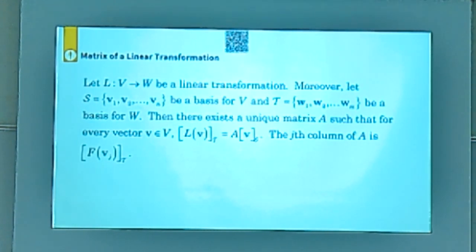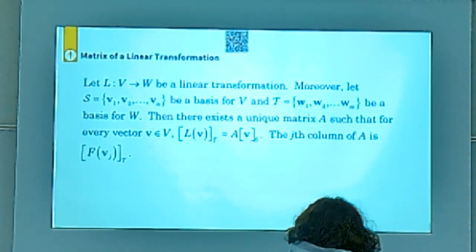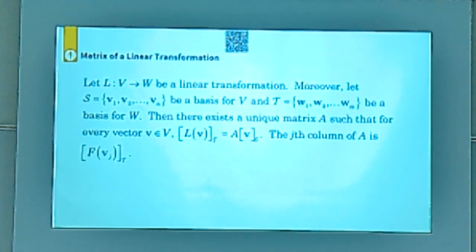So you're going to need two ordered bases, one for your domain, one for your codomain. There will exist a unique matrix A such that for every vector V, the coordinate vector of L of V with respect to T is just A times the coordinate vector of V with respect to S. The j-th column of A is, that should be an L, not an F. I'm going to fix that.